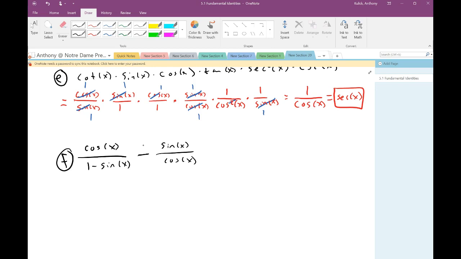Okay. So if I look at this, is there any obvious identity to use? Okay. I see someone saying that this is the same thing as tangent.